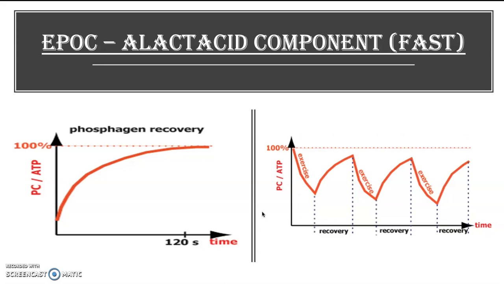The graph on the right shows the phosphagen recovery during interval training, and we can see that if there is a short interval between the bouts of training, the levels of phosphagen stores gradually reduce, and then the energy is reduced for the next bouts, which will affect the performance of the athlete, as they will not be able to generate the same force.